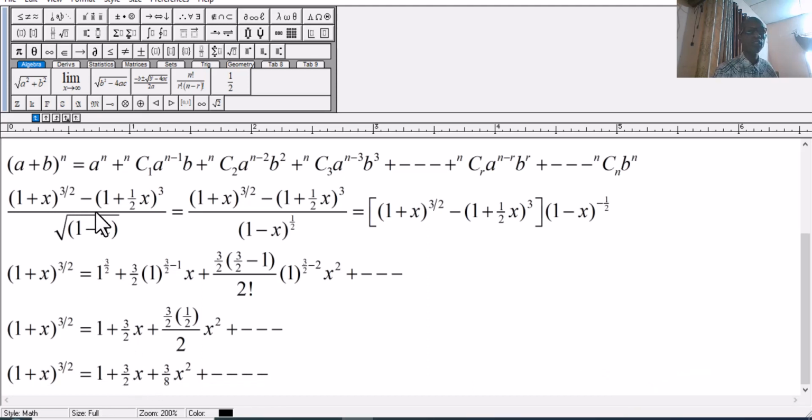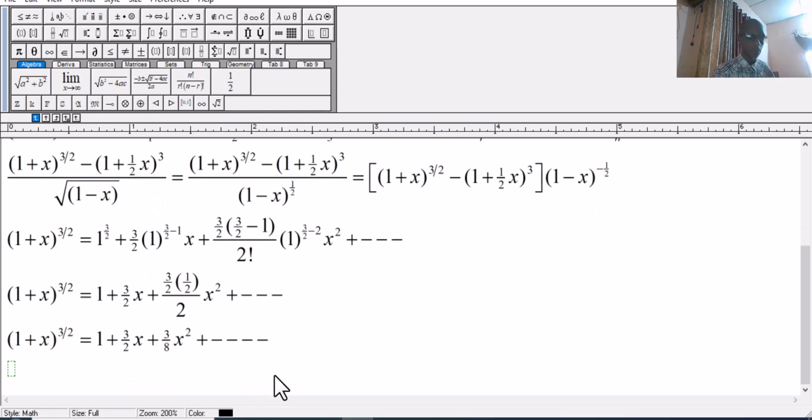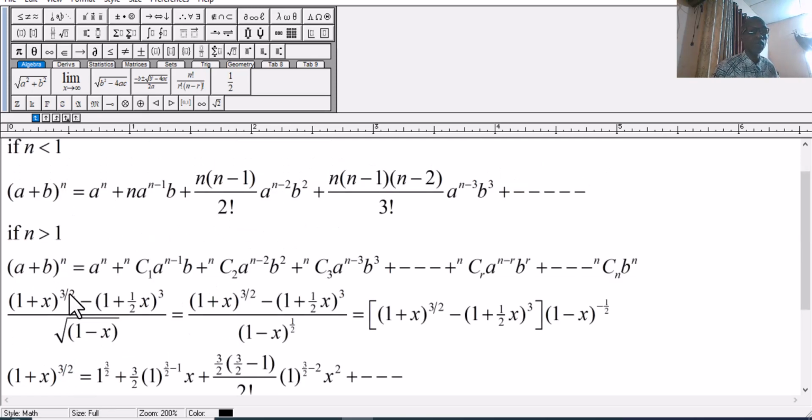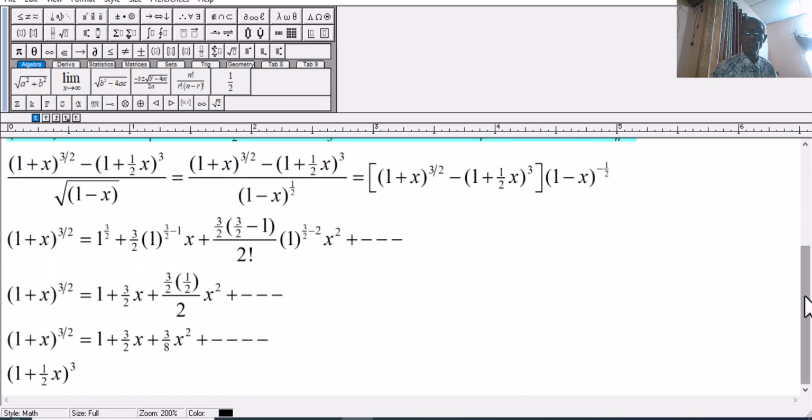So the next one, I need to copy this also and then expand. Fortunately, this is positive 3 and it's a whole number. So I want you to take note, I'm going to apply this because my n is greater than 1. It's not a fraction. So I'm going to apply this to solve that. Just follow along and you get the concept.